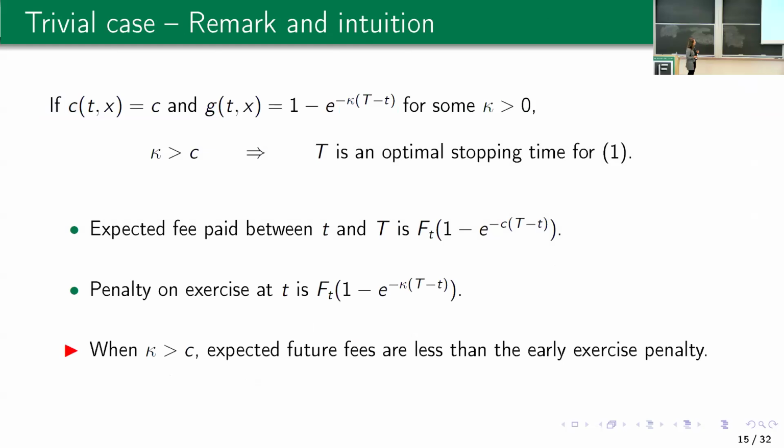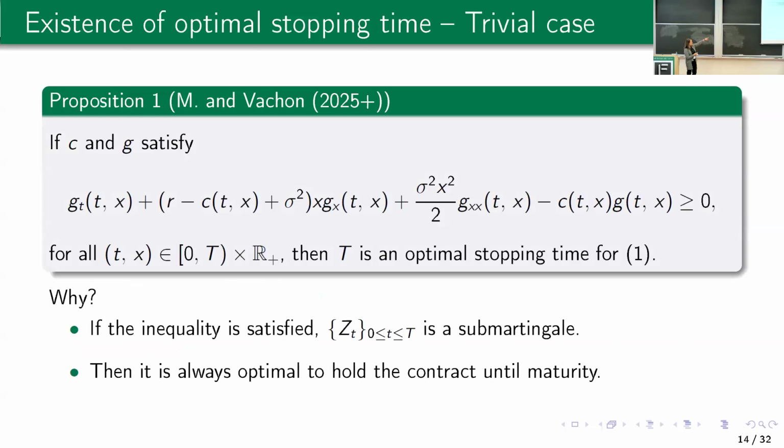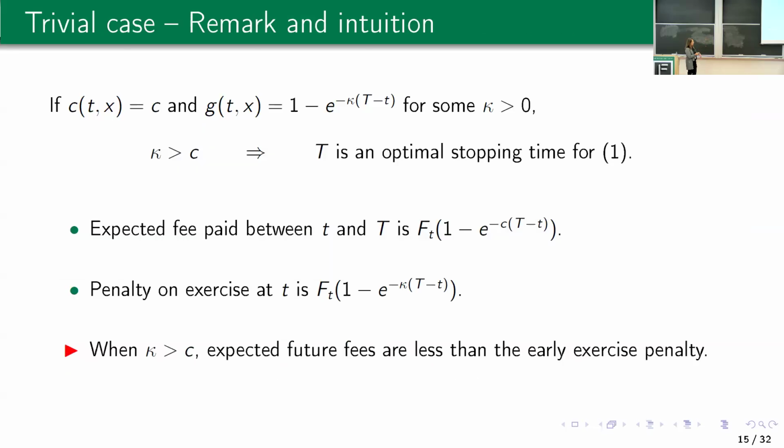There are a few remarks. This is a generalization of something that we had identified in an earlier paper where we were only using a constant fee rate and this type of surrender function. And the idea here is that when we have kappa, linked to the surrender penalty, and this is greater than K, then T is an optimal stopping time. So these phi functions and surrender functions are a lot simpler. And basically the inequality boils down to this one here.